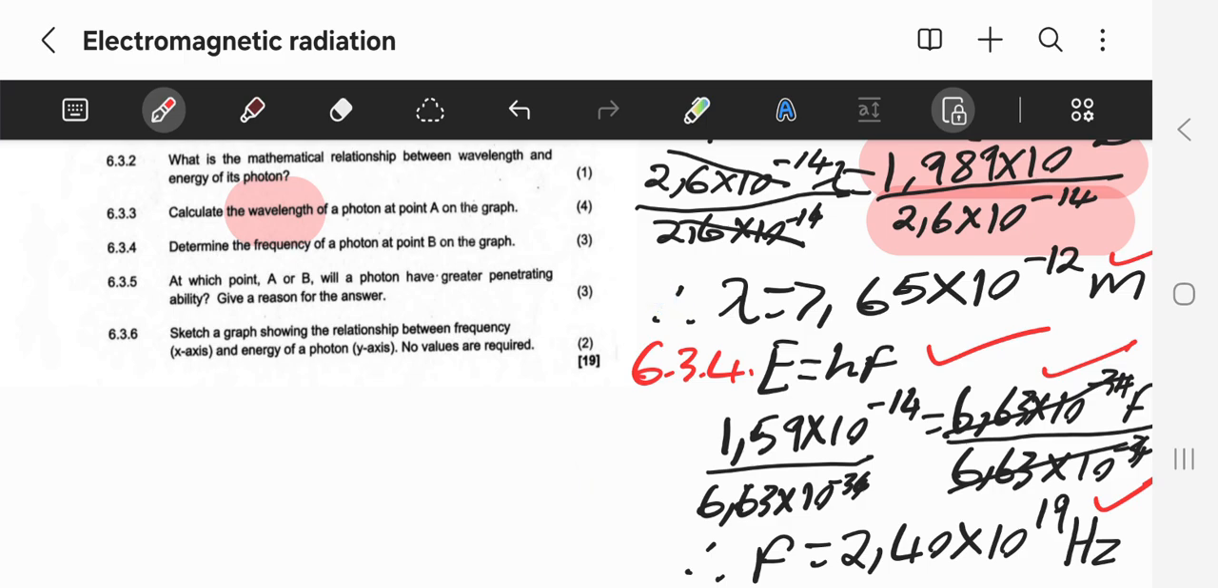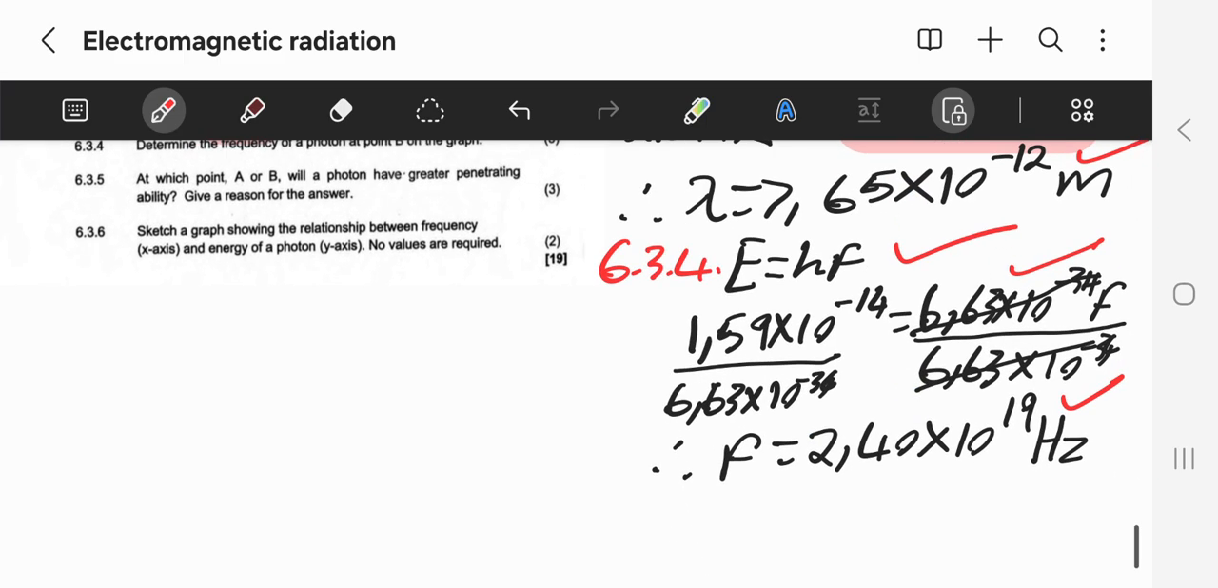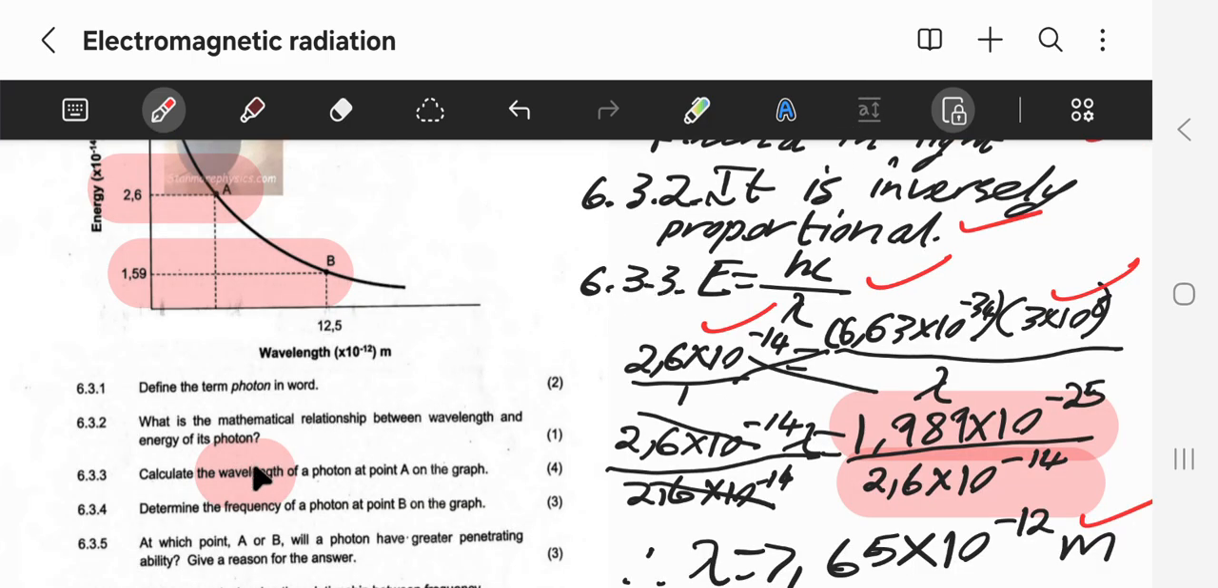Now we go to question 6.3.5, and it says, at which point, A or B, will a photon have greater penetrating ability? Give a reason for the answer. Okay, let's go to that part there. So here they're asking, at which point, A or B, will a photon have greater penetrating ability? Again, we have to remember that, guys, penetrating ability is directly proportional to energy. The more energy we have, the greater the penetrating ability.